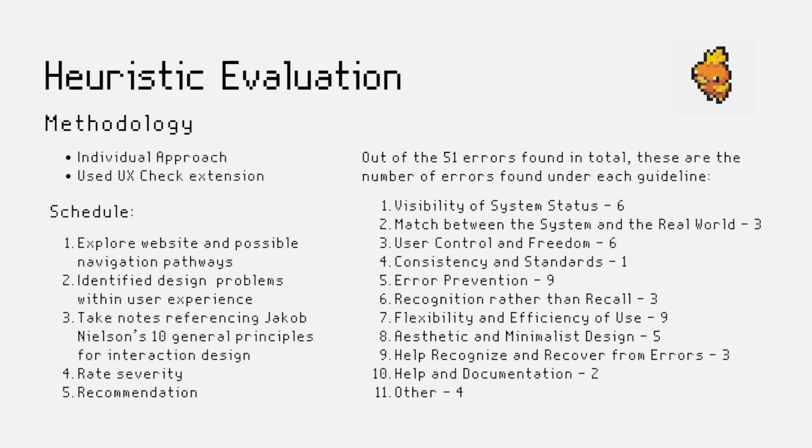Before usability testing, I conducted some preliminary research. I started with a heuristic evaluation where I explored the website to discover as many navigation pathways a user may take. Referencing Nielsen's 10 principles for design, I discovered 51 design problems within TCGPlayer's user experience. I took note of each problem through the US check extension and rated the severity and noted a recommendation to solve the issue.